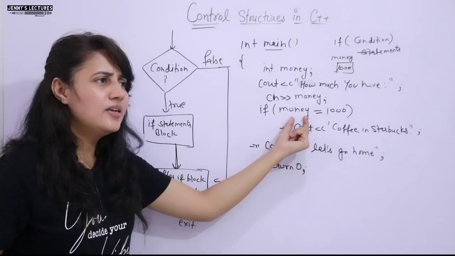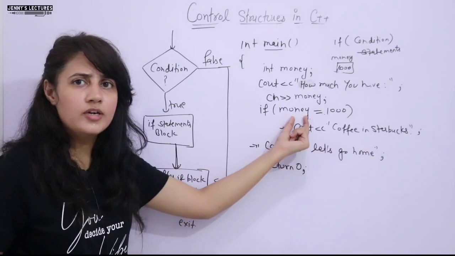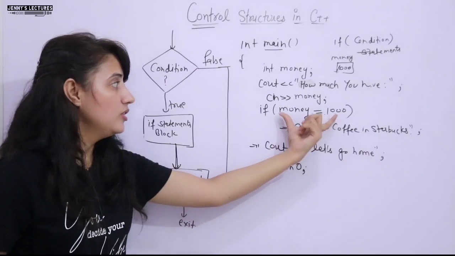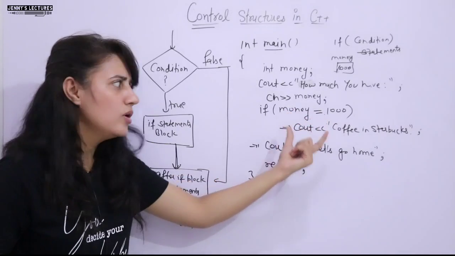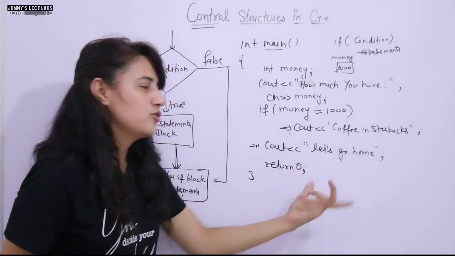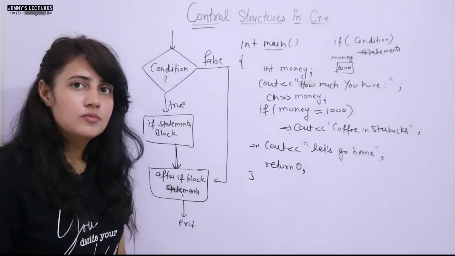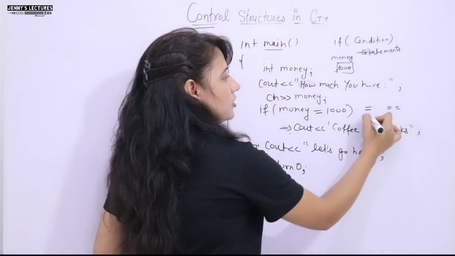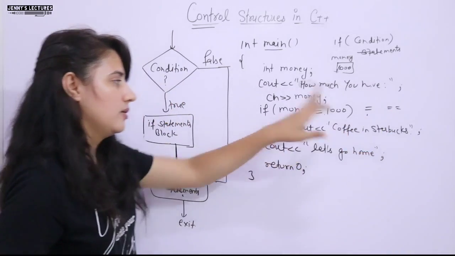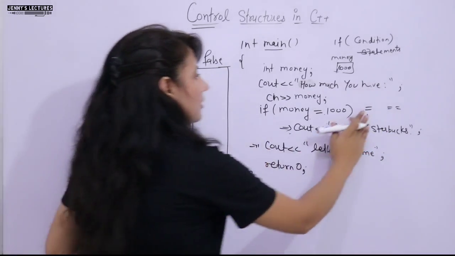So simply, other than 0, whatever you write within this bracket of this if, that would be considered as true. So this is true. It will print coffee in Starbucks. Let's go home. So please be careful while you use equal to and double equal to. This is the assignment operator. This is the equality check. Right? I hope you got this thing.